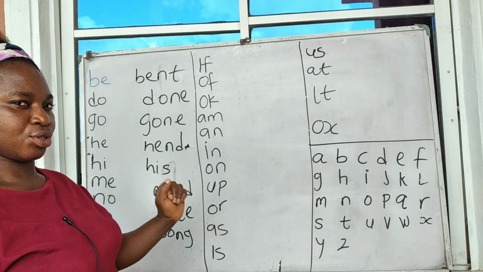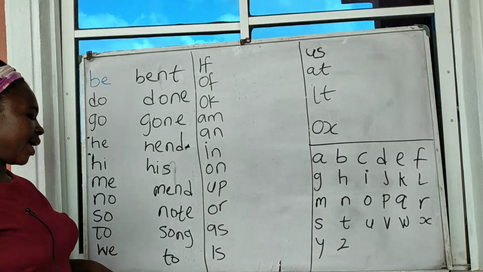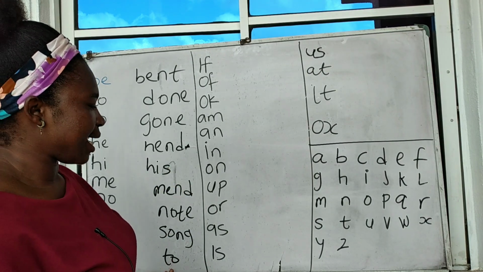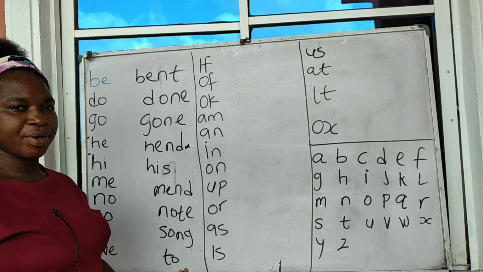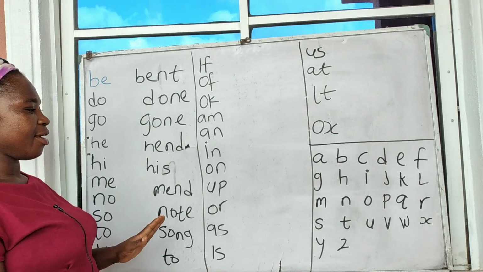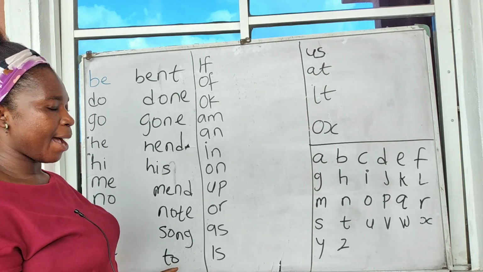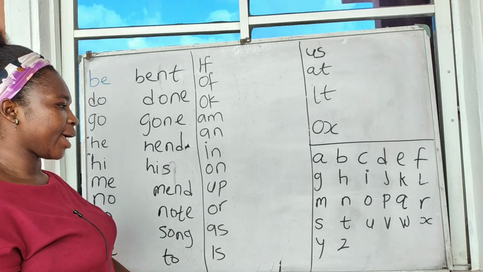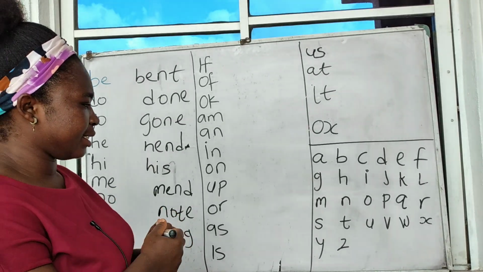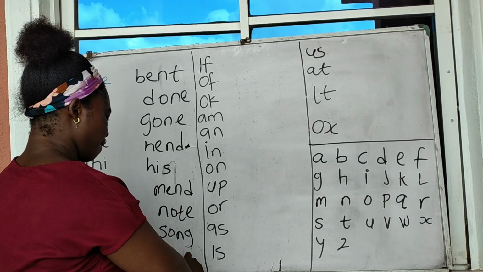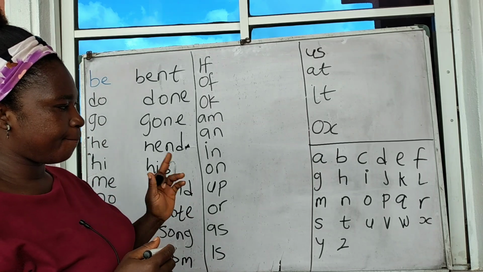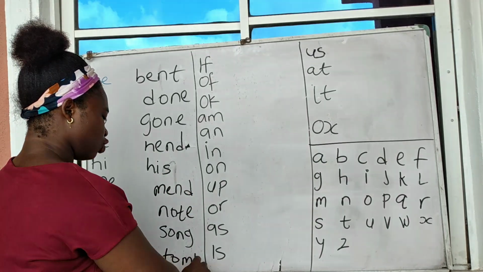Okay, so if I decide to add M to this, I'm going to have Tom. If I choose letter P, I'm going to have top. Okay, so now let me choose the letter M, that's Tom. And if I add B to this, I'm going to have tomb.